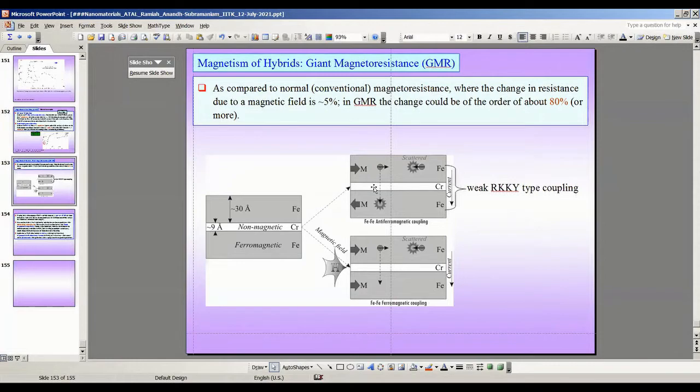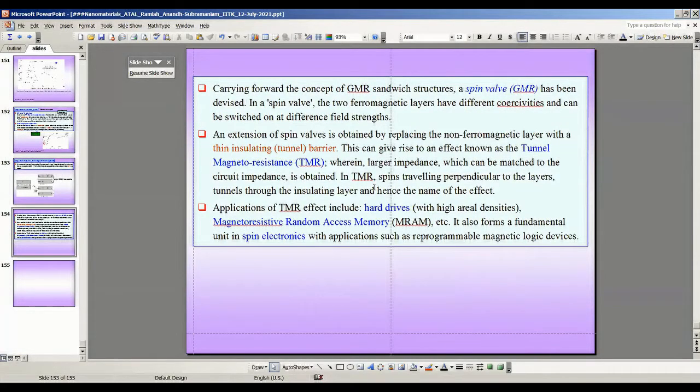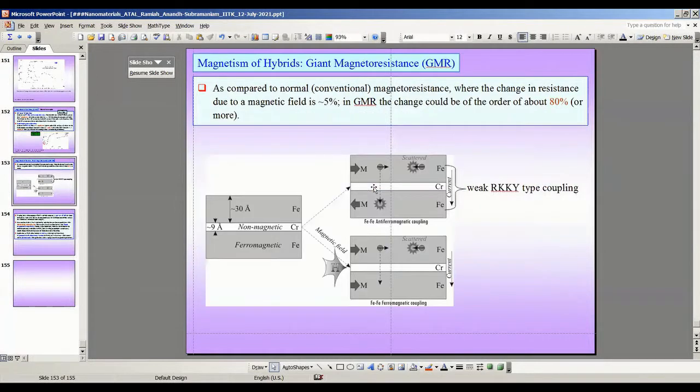The last topic I will talk about today is something known as giant magnetoresistance, because this is a very important effect. The discovery of this led to the Nobel Prize. Okay, so here what happens? You have a ferromagnetic layer like iron, which itself is in the nanoscale regime, 30 angstroms. You put a small chromium layer, which is called a spacer layer, which has about 9 angstroms.